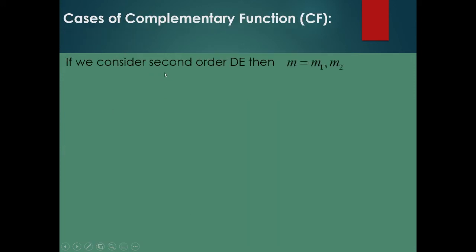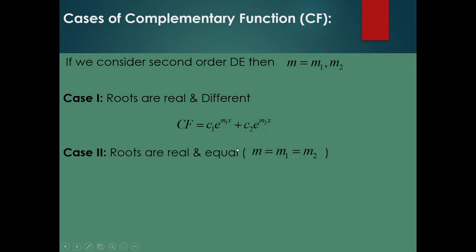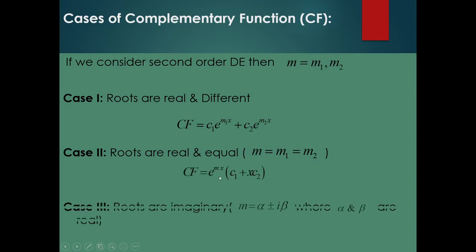Here we consider a second order differential equation, therefore m equal to m1 and m2. Case 1: roots are real and different, therefore CF is given by C1 e to the power m1x plus C2 e to the power m2x. Here we have to substitute the m1 and m2 values. Case 2: roots are real and equal, that means m equal to m1 equal to m2. In that case, CF is e to the power mx into c1 plus xc2. Here we substitute the value of m, which is the equal value of m1 and m2.